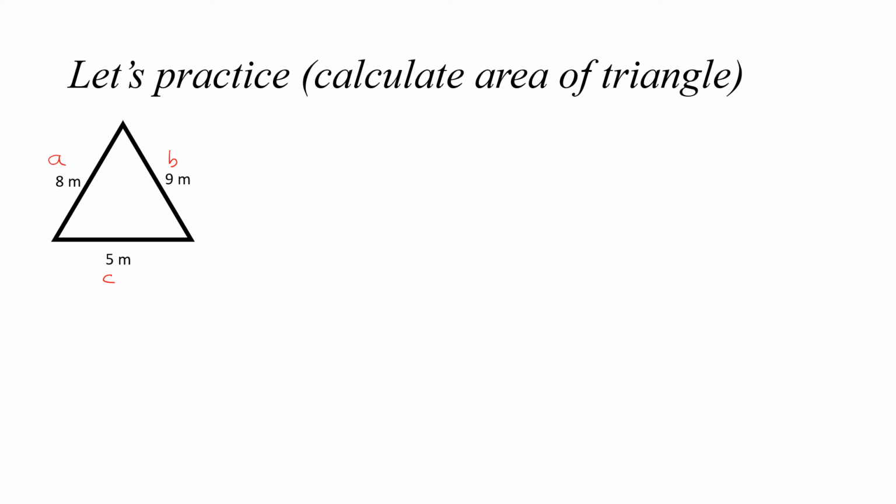So let's find the semi-perimeter. So we have S, and we remember from the previous slide, the semi-perimeter is A plus B plus C divided by 2, in which case we have 8 plus 9 plus 5 all divided by 2. And if I solve this, I'm supposed to be getting what? 8 plus 9, that is 17, and 17 plus 5, that is 22. My math serves me well. So that's 22 over 2, which is equal to 11 meters. So my semi-perimeter in this question is 11 meters.